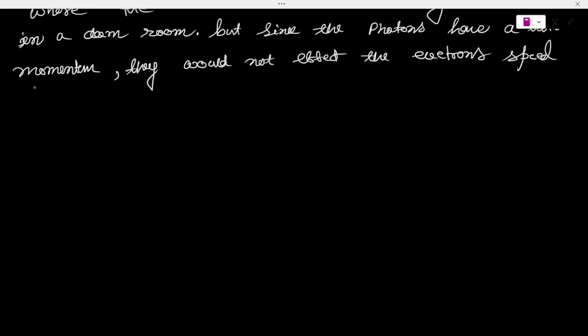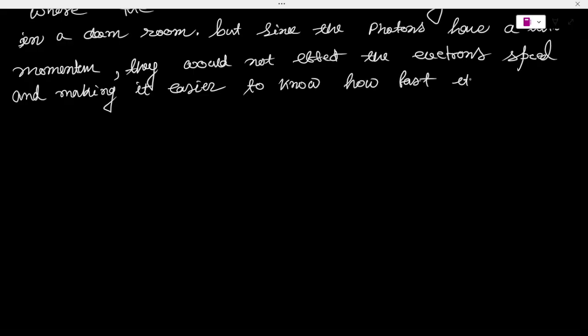And to know how fast it is moving, okay, how fast it is moving.